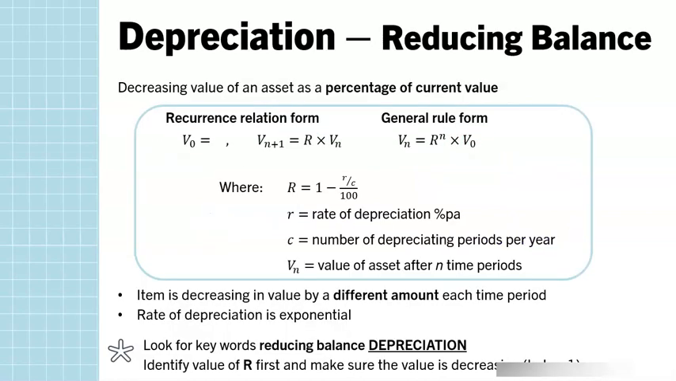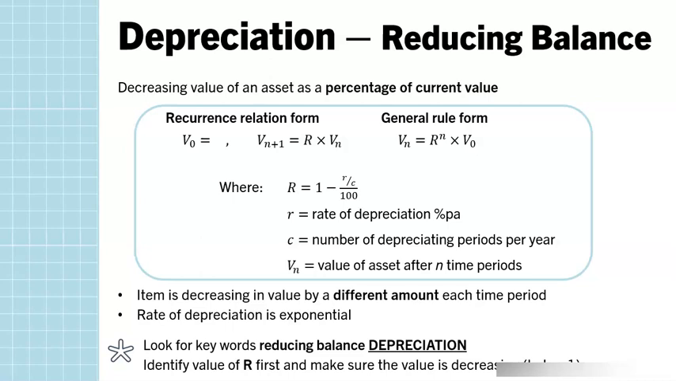So our key application of geometric decay is reducing balance depreciation. Previously in linear modelling, we've looked at unit cost and flat rate, and now we're looking at that reducing balance style, which means the value of my asset is decreasing by a different amount each time, generally given to me as a percentage of the current value as opposed to the initial value.